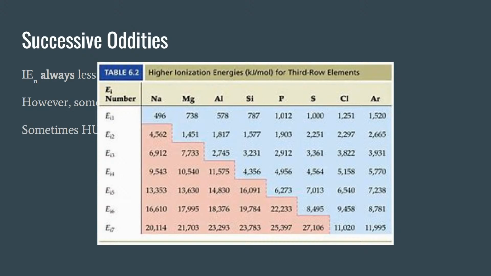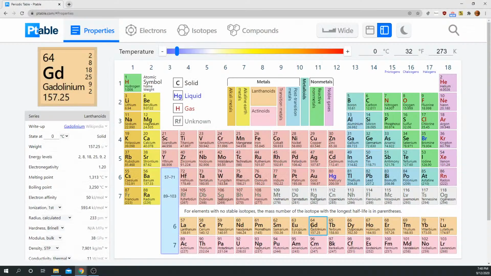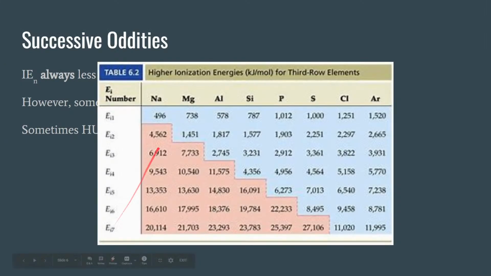Okay. Well, you're seeing a staircase, and you're seeing different numbers of electrons being removed. What's the difference between those elements? Okay, we have sodium, magnesium, aluminum, silicon, phosphorus, sulfur, chlorine, and argon. Okay. Well, sodium has 1 valence electron, magnesium has 2, aluminum has 3, silicon has 4, etc. So we come back here, we see that 1 electron is easy to remove, 2 electrons are easy to remove, 3 electrons, 4 electrons, etc.